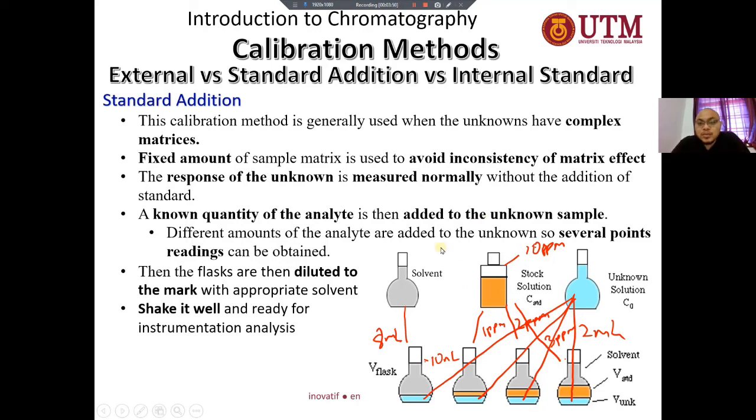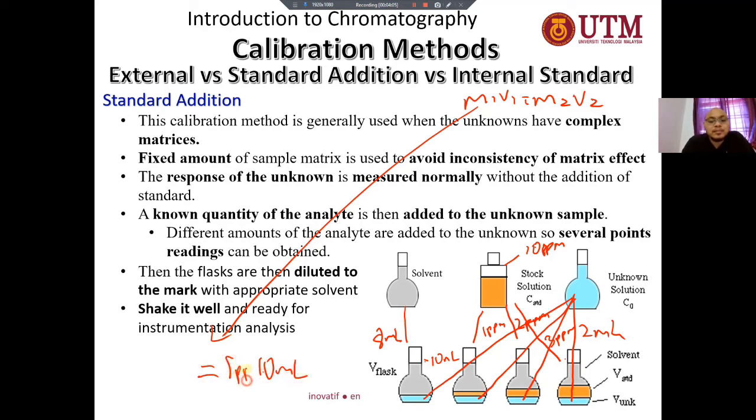How much do we need to take from the stock solution? We use M1V1 equals M2V2. The flask is 10 ml, and the final concentration is 1 ppm. The initial concentration is 10 ppm, so what is V1? V1 equals 1 ml. So here you need to add 1 ml, here you add 2 ml, and here you add 3 ml, in order to get 3 ppm.